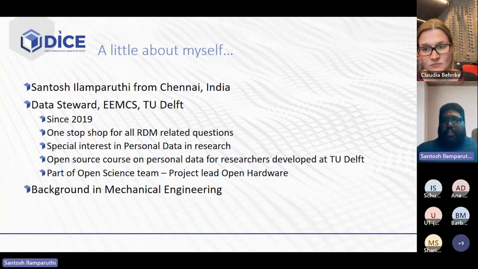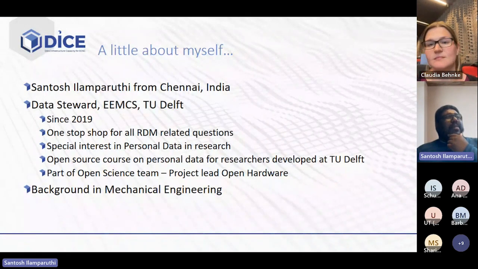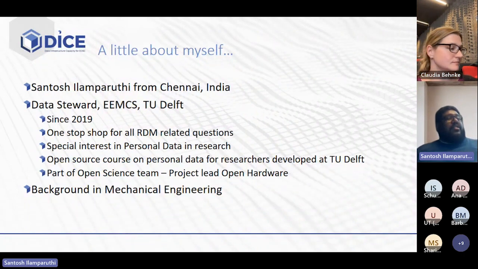So just a quick about myself. As I mentioned, I'm Santosh. I'm a data steward for the Electrical Engineering, Mathematics, and Computer Science faculty at TU Delft. I've been a data steward since 2019, and essentially at TU Delft, data stewards act as one-stop shop for all your RDM-related questions, or research data management-related questions.